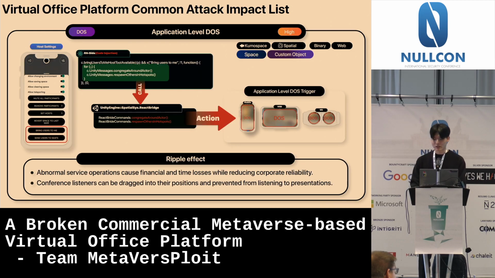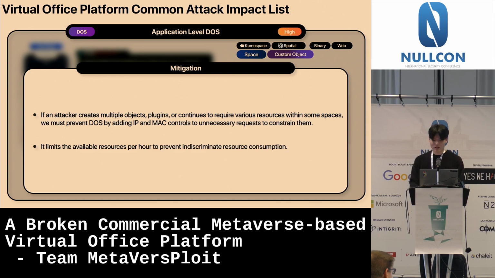This is the DoS scenario. In the case of a virtual office, if availability is compromised, it can be fatal because it affects actual operations. In the case of Spatial, there is an application-level DoS scenario. Abnormal service operations cause financial and time losses while reducing corporate reliability. Add IP and MAC controls, or limit the available resources per hour, to prevent this.